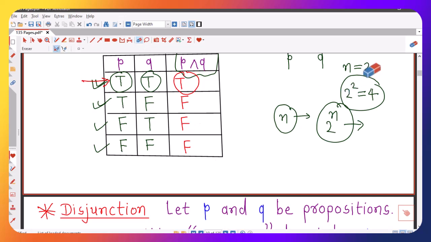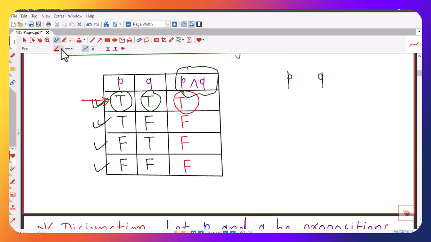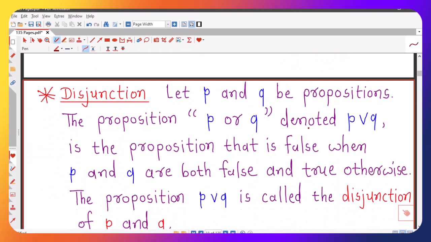Now the next logical operator is the disjunction logical operator, and it simply means or. We are familiar with the word or in the English language. So whenever we have 2 propositions P and Q, then P or Q is another proposition, and it is true if at least one of P and Q is true. That is, either P is true or Q is true, or both are true, then P or Q is true. So that is the definition of disjunction.